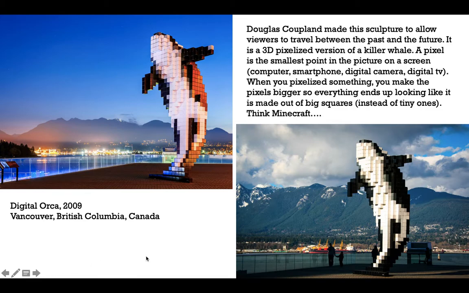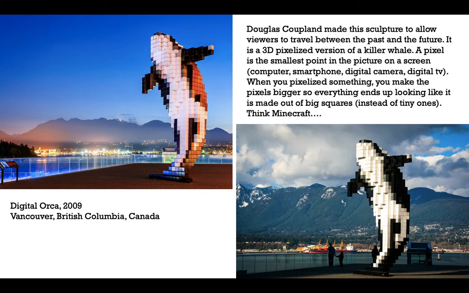The last piece we're going to look at is called Digital Orca. It was made in 2009 and it is found in Vancouver, British Columbia, Canada. The artist who made this is named Douglas Coupland, and the idea behind it was that it would allow viewers to travel between the past and the future. So this part of Canada is known as a place where you can see a lot of whales. So the history of this city is tied to the natural area around it.